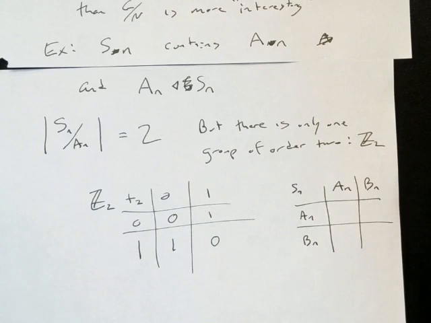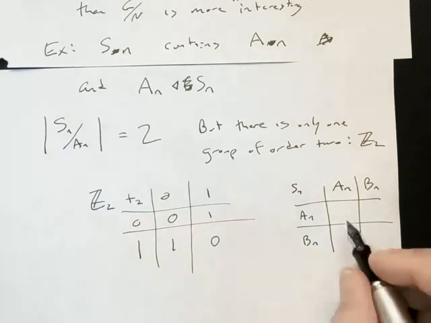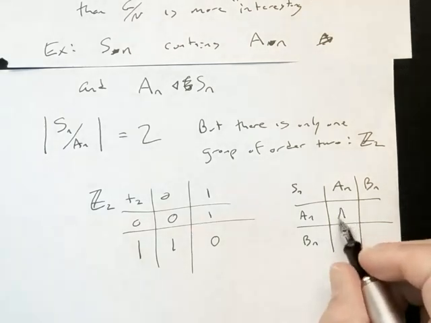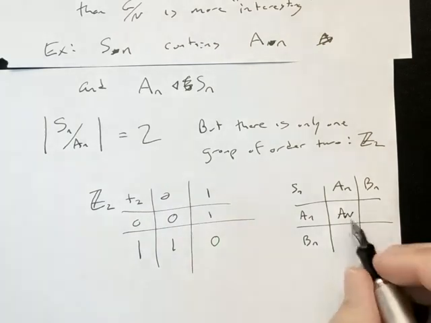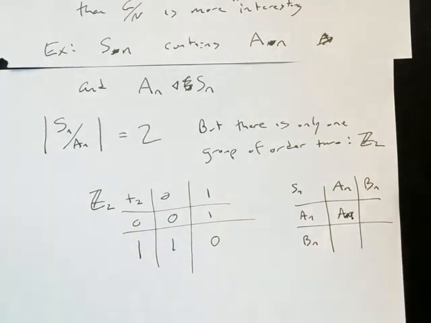Bn is the odd permutations. I just made that up just now. It's not standard or anything, but if An is the even ones, might as well use Bn for the odd ones. When you multiply an even thing by an even thing, you get an even thing.